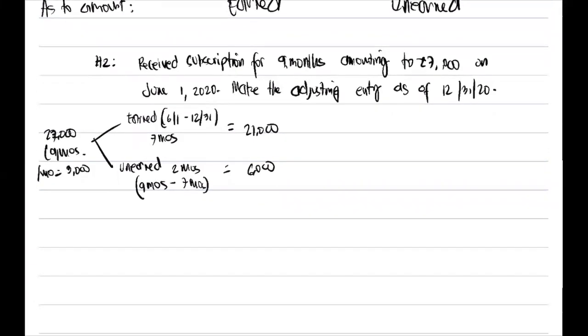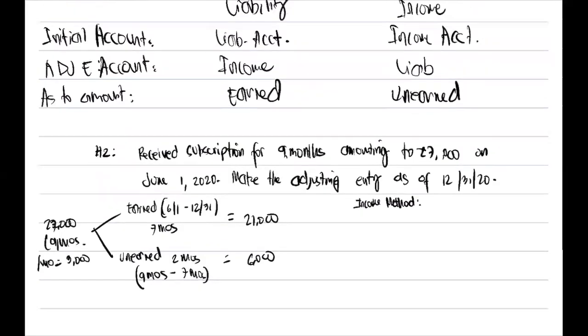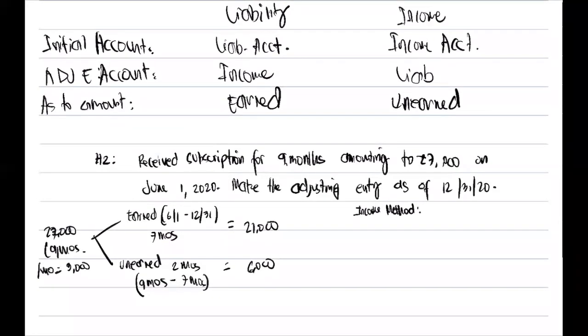So we start now our journal entry as to our income method. Okay, under income method, what did we say? You initially record an income account. So your debit here is a cash and a credit to income. So we have subscription income amounting to the amount of our subscription received, 27,000.